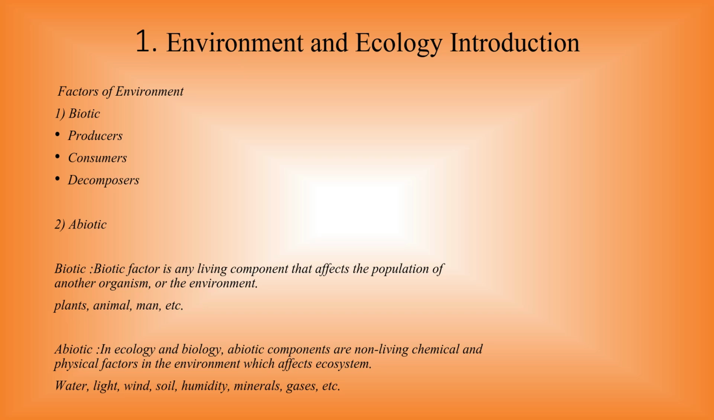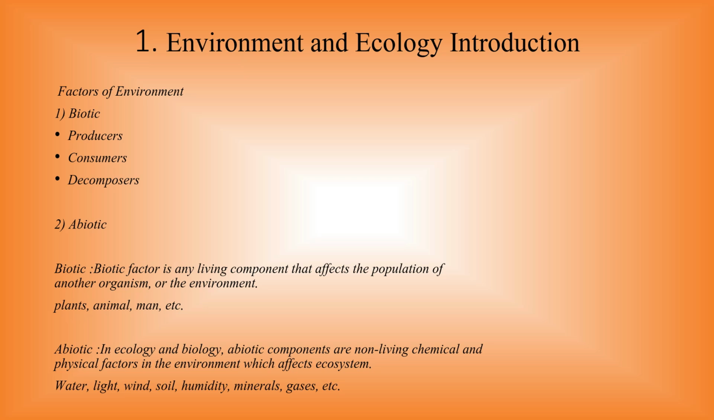Producers are autotrophs. These are plants that convert energy into food. Consumers are heterotrophs, like animals, that depend on producers for food. Decomposers are fungi and bacteria that break down chemicals from producers and consumers, usually dead, into simpler forms which can be reused.